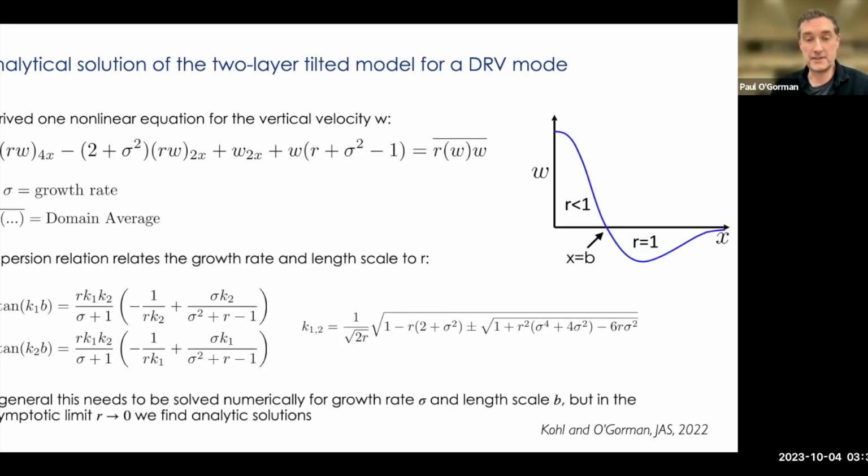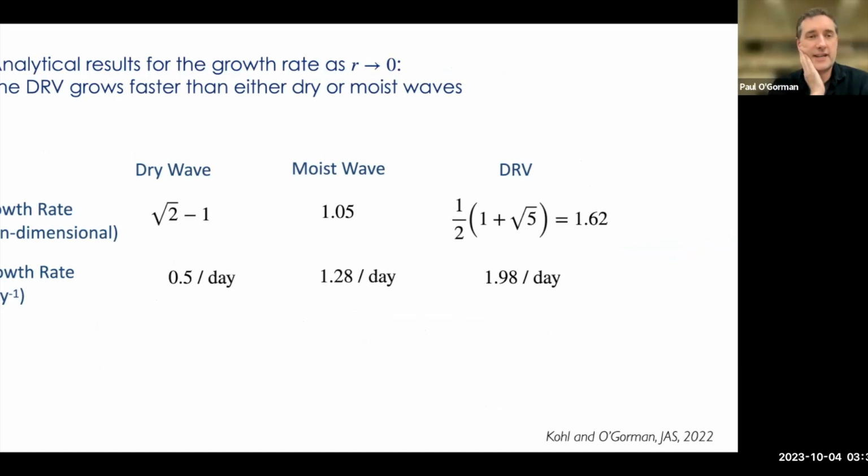To get actual explicit analytical expressions, you can look at the interesting limit of or tends to 0, right? You can think of that as the warm climate limit or a very hot summer limit. That's when latent heating really matters a lot. So here are the results for that.